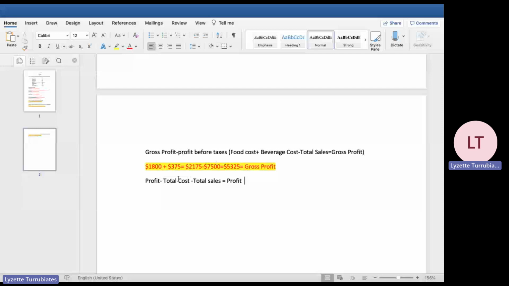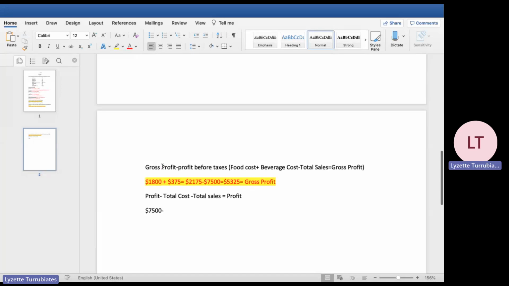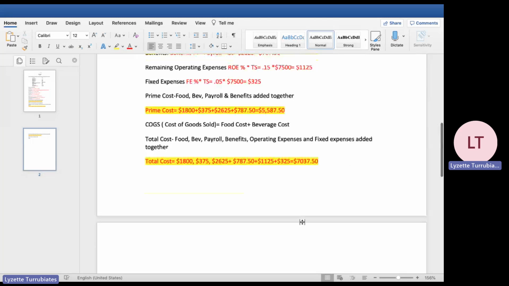Okay, so for profit, this is going to be everything after all of our expenses, right? So we look at our total sales, which is $7,500, and now we're going to be subtracting our total cost. We already figured out our total cost over here, $7,037.50. So I can already see we're not going to have too much of a profit, but that's normal in the restaurant.